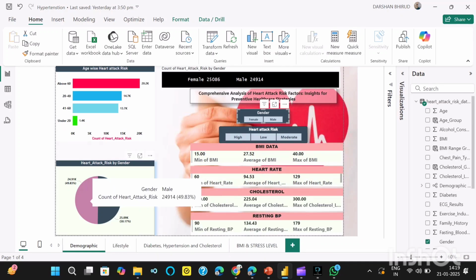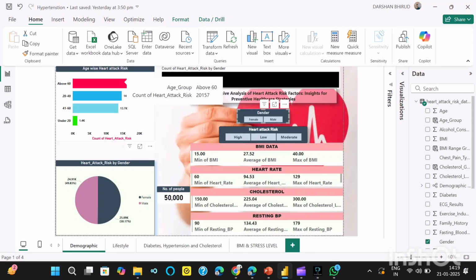The data set has 50,000 people, of which the female category counts for 25,000 and the male category counts for 24,914. Here you can see the age-wise heart attack risk. We can clearly see that those above age 60 have a higher count of heart attacks, like 20,000 people.